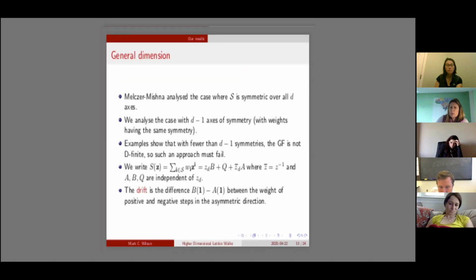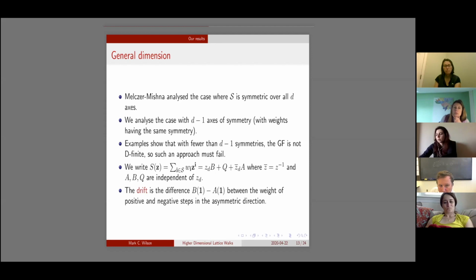So can I interrupt again with another question? How do you choose which axes to keep the symmetry of? On your second bullet point there. We're not choosing them. We're just assuming that they're given, and I'm reordering the variables to call it D. So I'm calling D the non-symmetric, ZD the non-symmetric axis. But we're just assuming that you're given a case where your step set is given and it turns out to have that much symmetry. Okay?